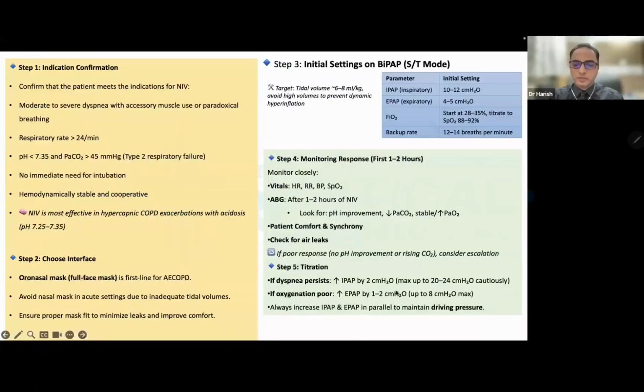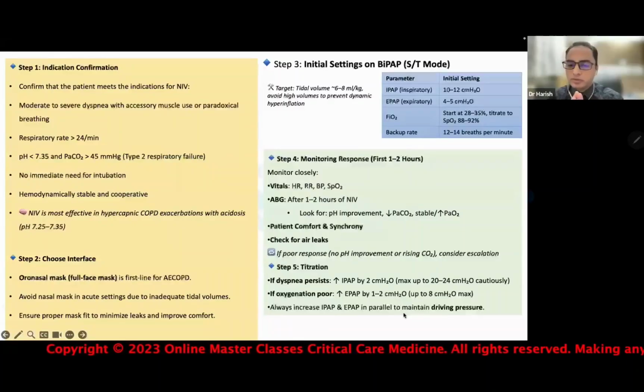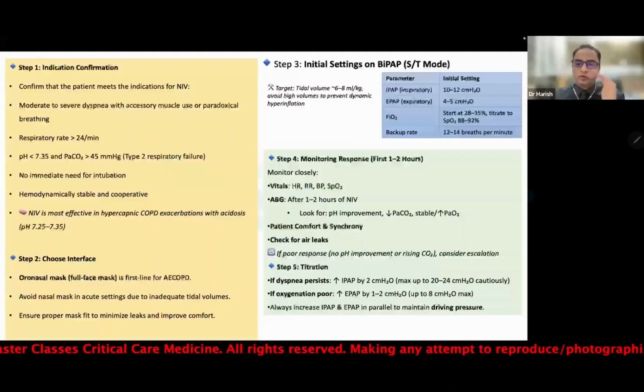Okay, so if dyspnea persists, IPAP can be increased by 2 centimeters, maximum we can go up to 20 to 24 centimeters cautiously. If oxygenation is poor, then we can increase the EPAP by 1 to 2 centimeters, up to 8 to 10 centimeters of water maximum. So always increase IPAP and EPAP in parallel to maintain the driving pressure. The difference should be at least 4.